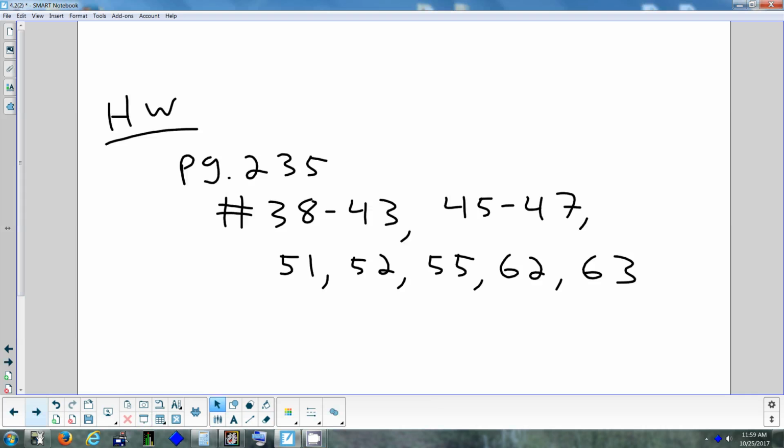Okay, so homework tonight, it's on page 235, and it's 38 to 43, 45 to 47, 51, 52, 55, 62, and 63. Tomorrow we will do section 4.3, whole section, we'll finish that up. We'll have our test on Friday. Don't forget that that's the last test of the term, so anything you gotta make up, make sure you come see me before Friday after school. I'll be here tomorrow. I'll be here early in the morning. Just let me know.